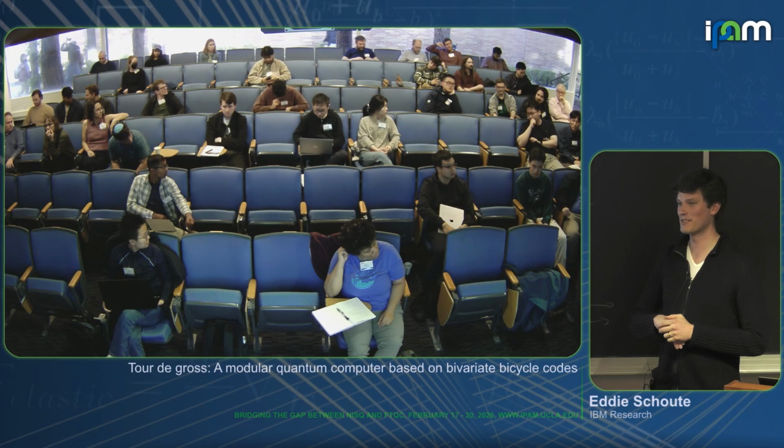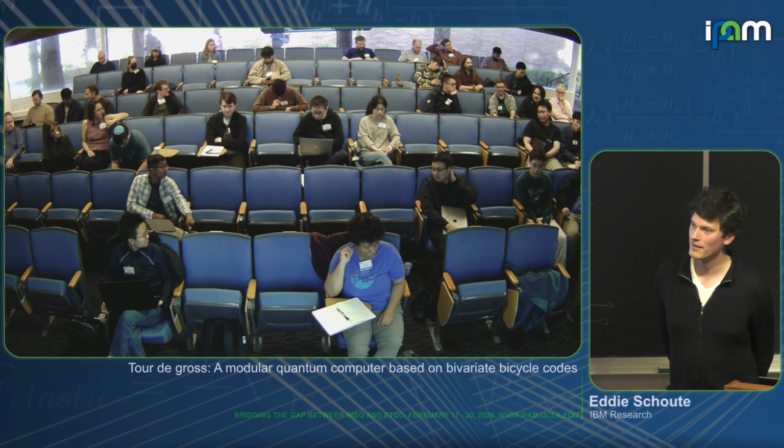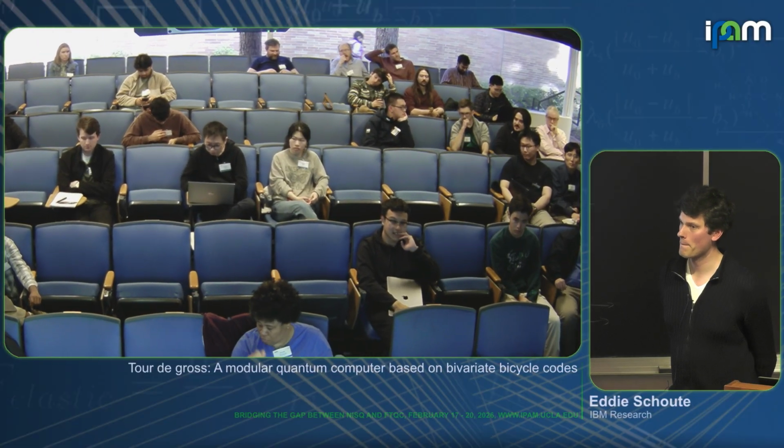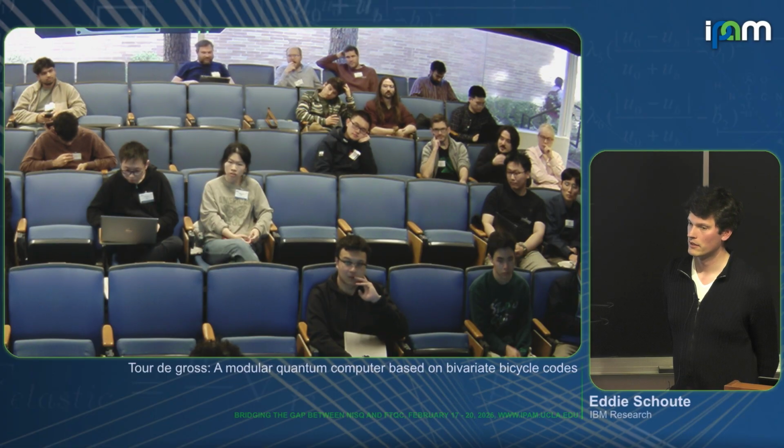Okay, maybe last question for this slide. Sorry if you said this, or if this is a dumb question, but is there some reason you can't use a bicycle code to do the magic state factoring? The fundamental reason you have to have this disjoint?